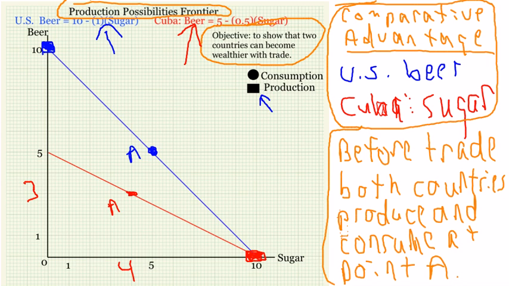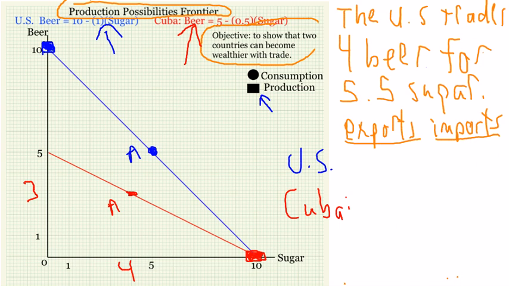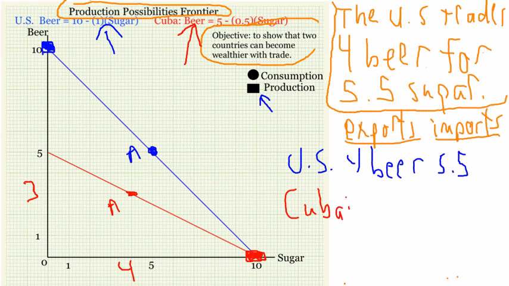Now, of course, the U.S. is not producing any sugar, but they want sugar, so they have to import it from Cuba. Likewise, Cuba is not producing any beer, but they want to drink beer, so they're going to import it from the U.S. There are a lot of different trades that the U.S. and Cuba can make that will make both countries better off. I'm just going to give you an example of one of those. Suppose that the U.S. trades 4 of its beers with Cuba for 5.5 sugar, which means that the U.S. is going to export 4 beer and it's going to import 5.5 sugar, and Cuba is going to export 5.5 sugar and it's going to import 4 beer.